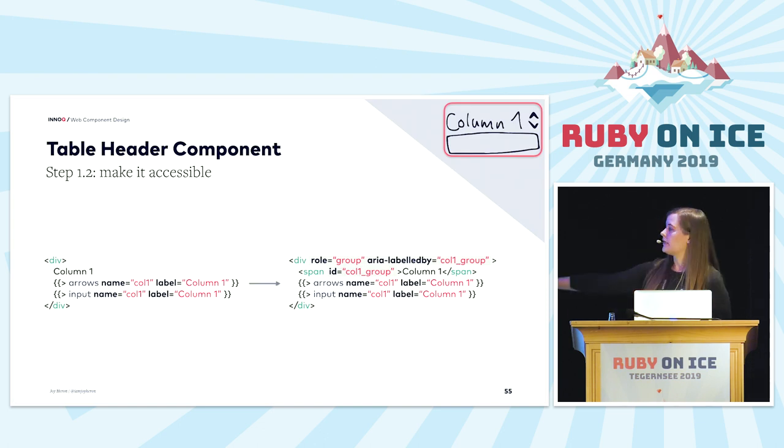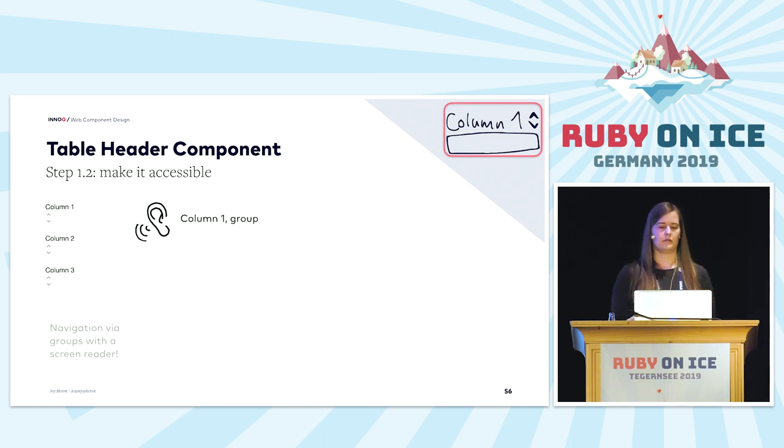So what does that look like? Here we see we've added role group to our div container, and also added the aria-labelledby attribute. I mentioned before aria-label is very similar, but instead of adding the label as text directly, I reference an ID of an HTML element somewhere in my DOM, which is then my label for the group. So this is what this will then sound like.